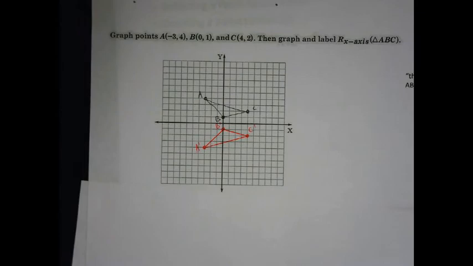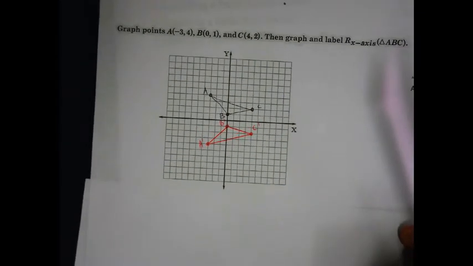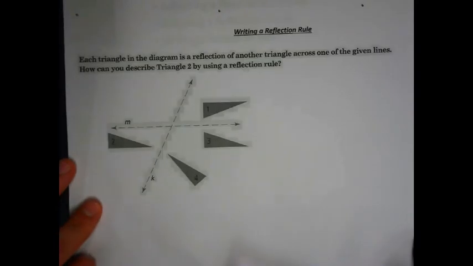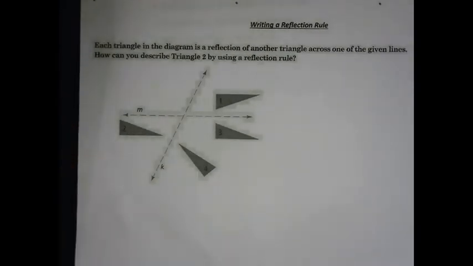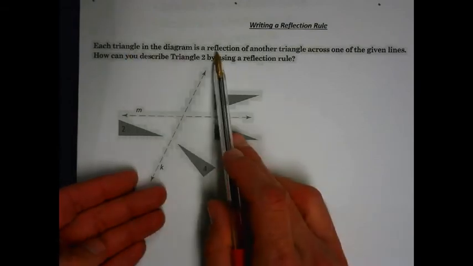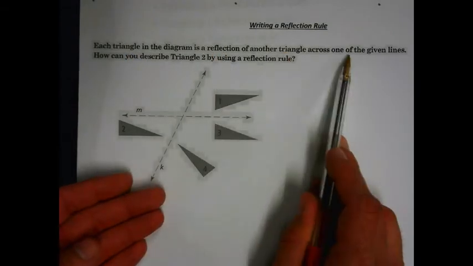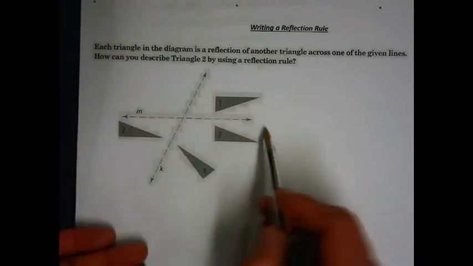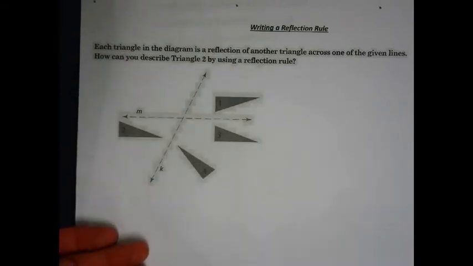Reflections. Yay! Okay, a couple more concepts now. We're going to write a reflection rule. We're going to see if we can remember this, okay? So let's write a reflection rule. Take a look at this example. So I give you a picture with stuff going on, right? There's stuff going on here, triangles everywhere. It's like a triangle monster just threw up, right? So each triangle in the diagram is a reflection of another triangle across one of the given lines.